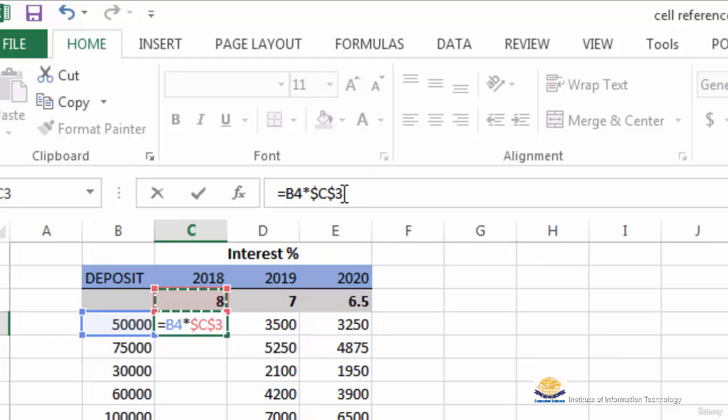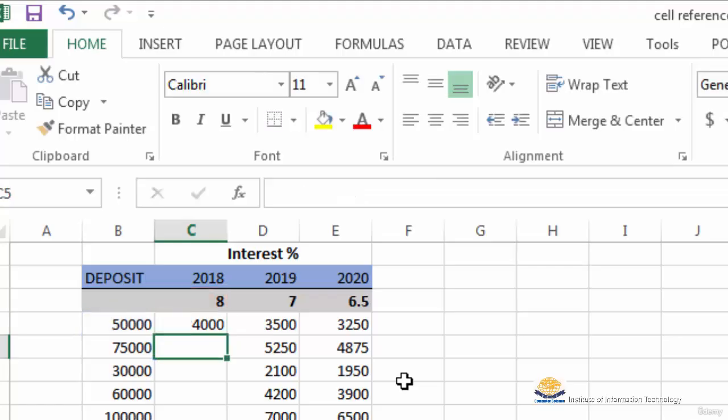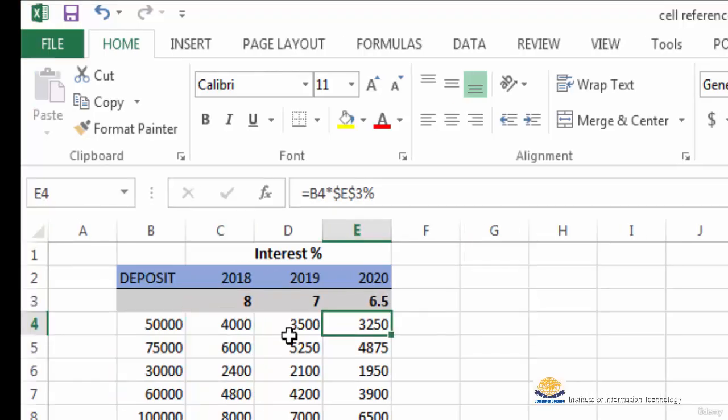Then, for finding the percentage amount, give a percentage sign. Enter. Okay, it is calculated. We can see the calculation in the formula bar. Then I am copying this formula down. Okay, it is calculated. The same way we can calculate the second column and the third column.